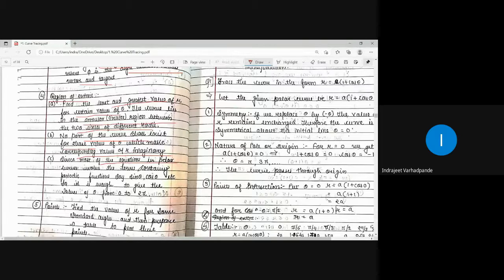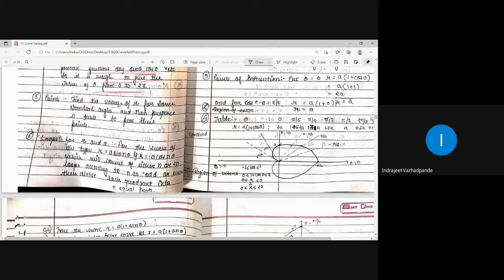Since most of the equations in polar curves involve terms containing periodic functions, say sine and cos, it is enough to give the values of theta from 0 to 2 pi. Why? Because sine theta and cos theta are periodic functions and their period is 2 pi. So there is no point in getting more values rather than sticking between 0 and 2 pi. So we will stick to the values between 0 and 2 pi for the calculation of the region of extent, and accordingly we simplify. How are the points determined? Find the values of r for some standard angles and then prepare a table to plot these points.